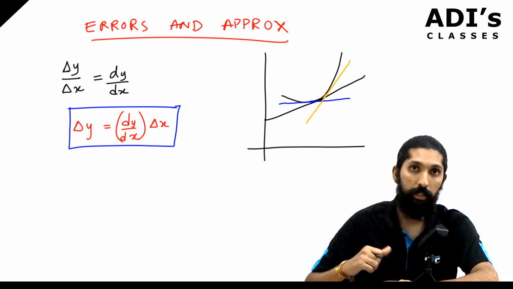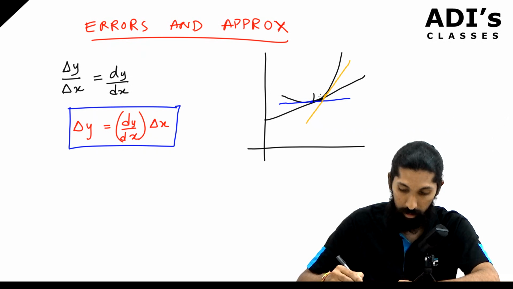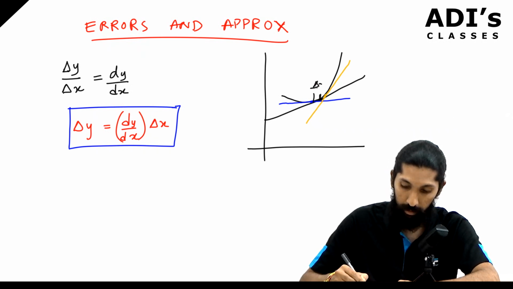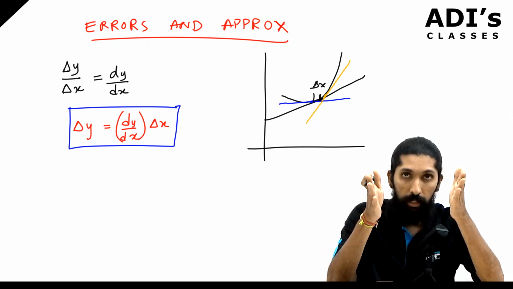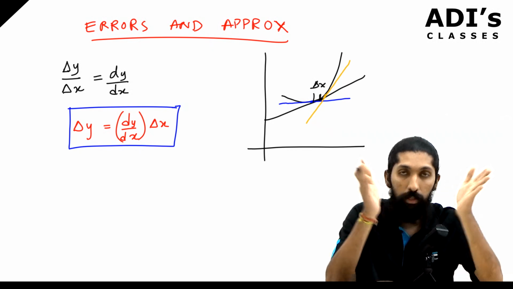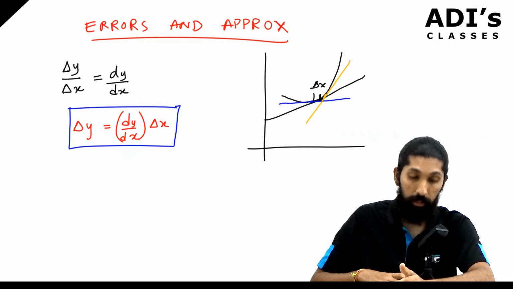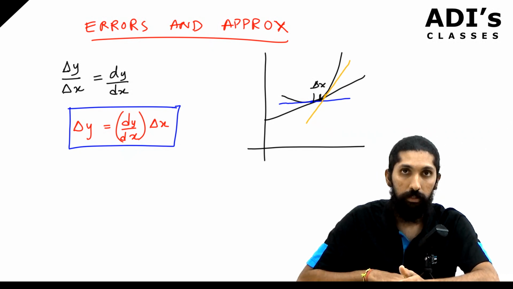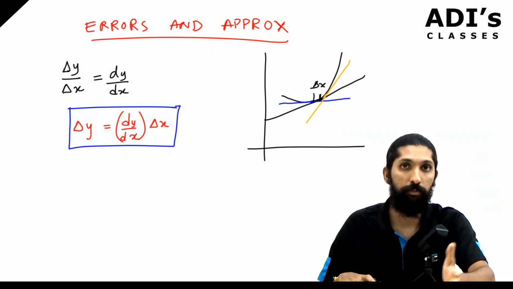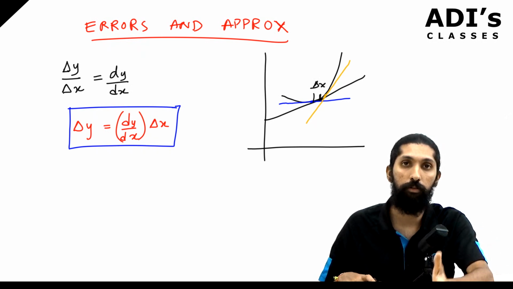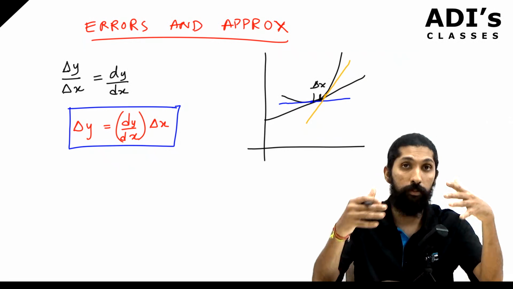The geometrical interpretation is this one. There is a small change here, that is basically delta x. What's going to happen as your delta x becomes smaller and smaller? It's going to become dx. So delta y is equal to dy by dx into delta x. As delta x tends to 0, delta x and dx will be the same, so you'll get dy is equal to delta y. This is basically the meaning of the formula.